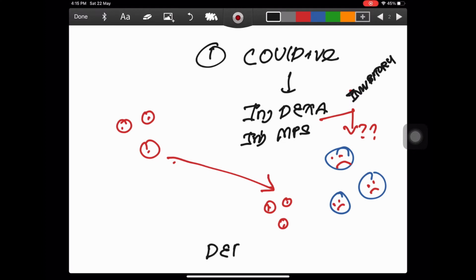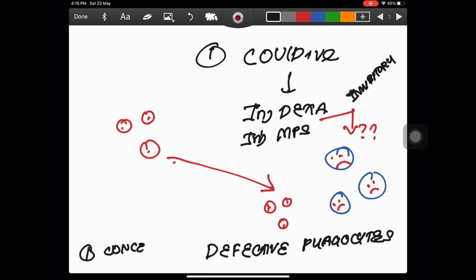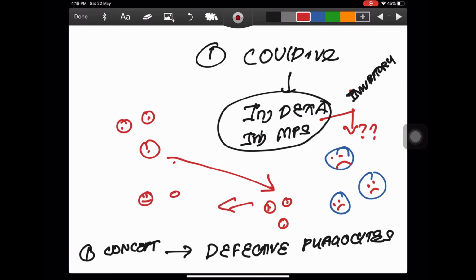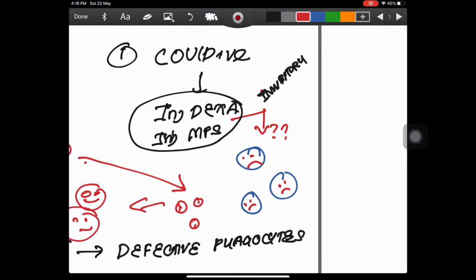So there are defective phagocytes. This is the first concept we are discussing today: defective phagocytes, caused due to steroids. So what do these spores do? They get very happy. Let's make big happy faces here, and they enter the body system. Now they have entered the body system.